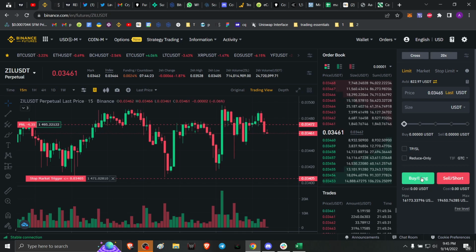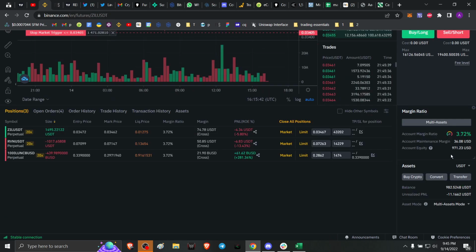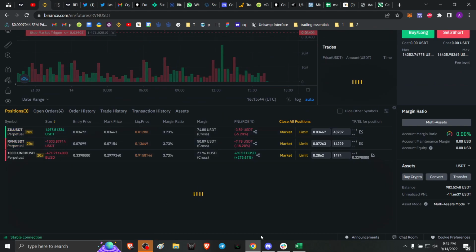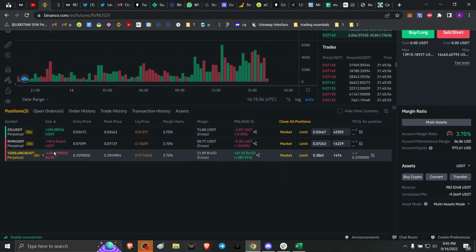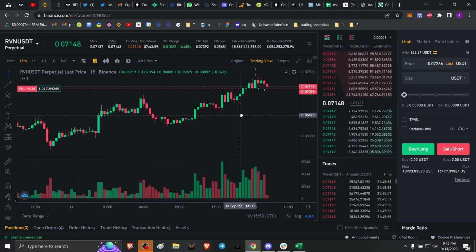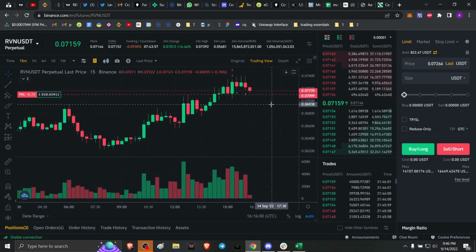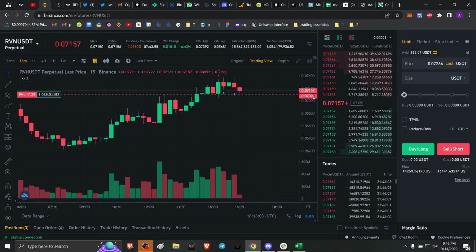If you buy long, you're gonna open a long position. If you sell short, you're gonna be opening a short position, right? For example, I opened an RVN short today, right now, and I accidentally opened more than 10% per trade, I think, which is quite a lot considering that I already have a lot of these other positions open. So you can see RVN, I opened my short position at 0.0709.